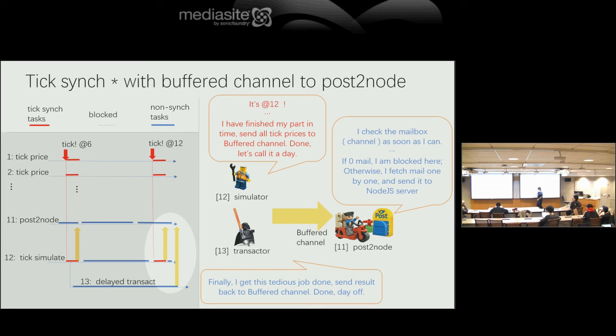So when they send them to the buffer routine, the post to node routine will pull out the data from the buffer. If there's no mail in the, let's call this the mailbox, if there's no mail in the mailbox, this guy will block here. But if there is, he will pull all of them one by one, then send them to Node.js.